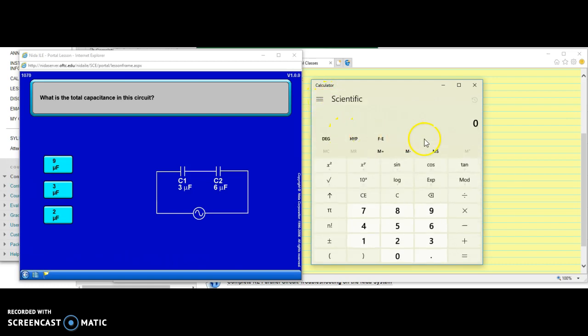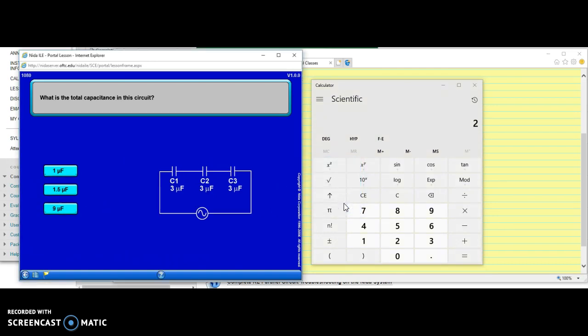Let's change over to our scientific, because we need our parentheses. 3 times 6, and we'll do it equals, and then we'll say divided by, and we'll open parentheses, 3 plus 6, and that makes sure that we do the parentheses before we do the division. So that gives us 2, which is what we started with, and that is the correct answer.